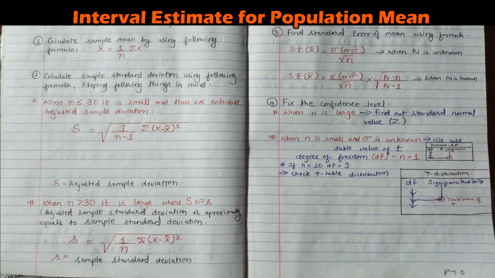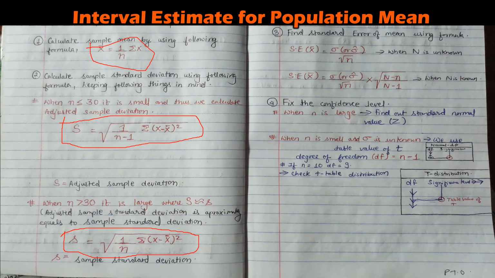First, we calculate the sample mean using the following formula. This one. Then we calculate the sample standard deviation using the following formula, keeping in mind that when n is lesser than or equal to 30, we calculate the adjusted sample deviation using this formula for adjusted sample deviation, and this one for sample standard deviation.